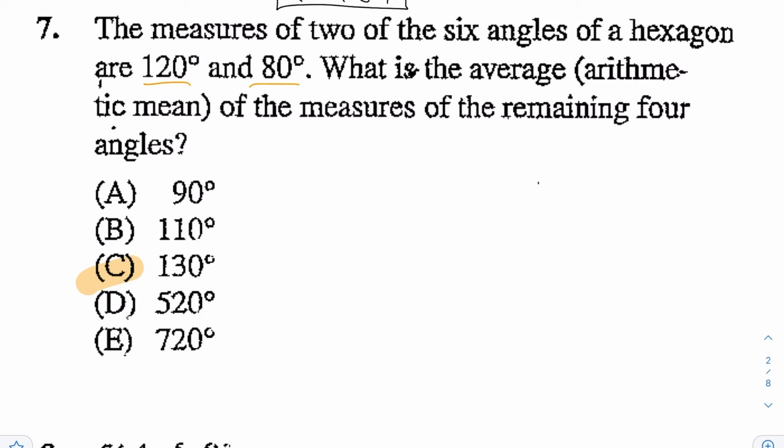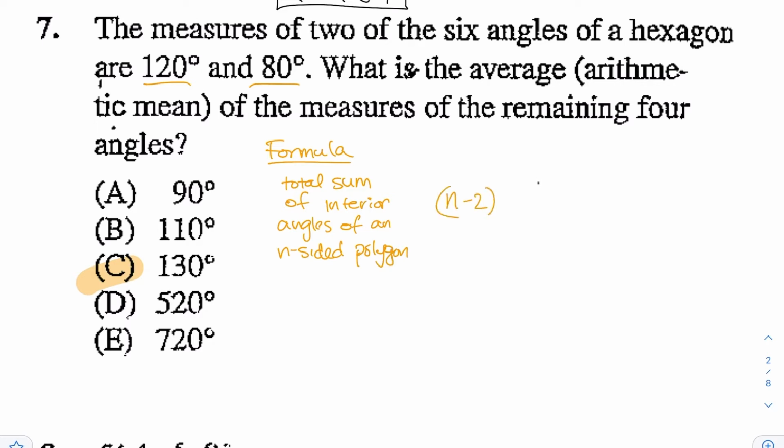So that requires you to actually use either a formula or just a little trick that I'm going to show you guys. So the formula here is one way that you can remember this. If you want to know the total sum of the interior angles of an n-sided polygon, the formula is n minus 2 times 180.